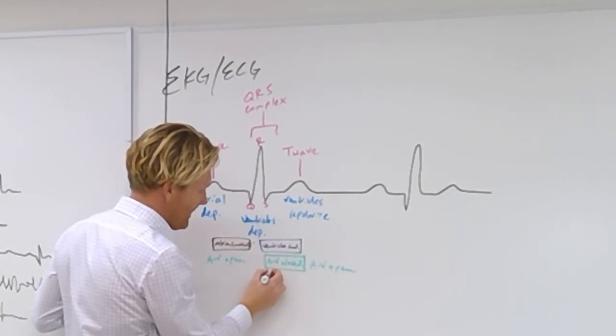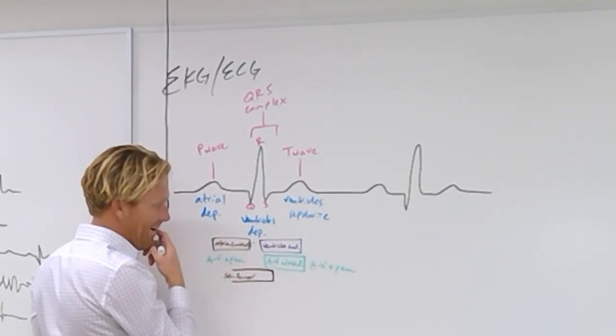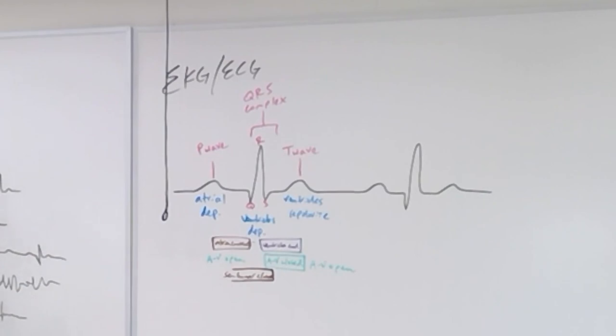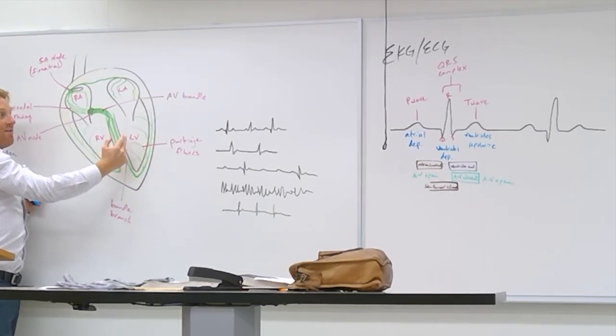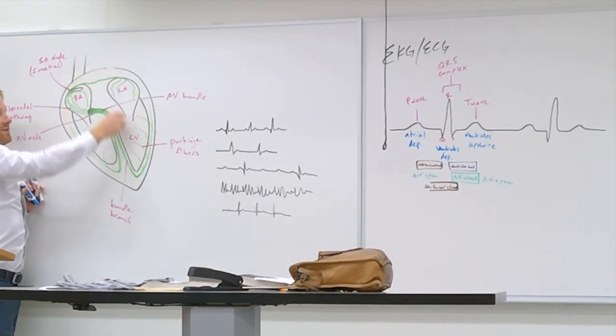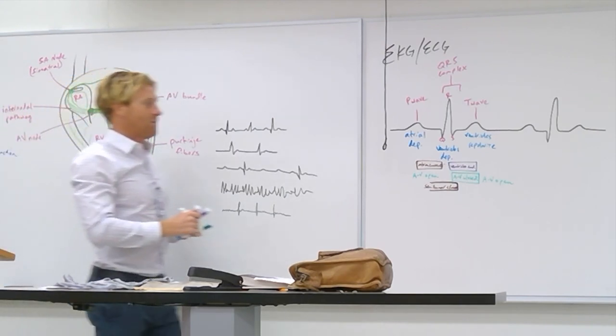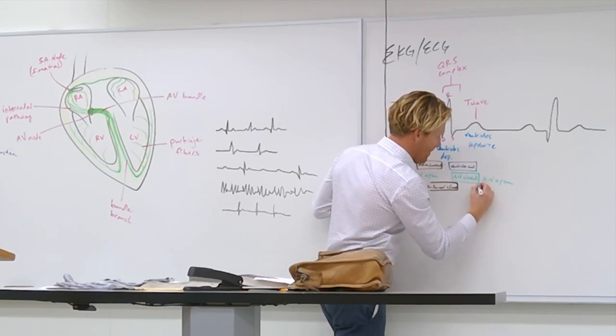And before this, semilunar was closed. Then it finally opens. Blood pushes through. When does that semilunar close again? When the ventricle relaxes. So it contracts, builds up pressure, finally shoots blood through, and then when the ventricle relaxes, pressure goes down to zero, that valve closes. So we'll say right here when the ventricle relaxes, boom, right there.